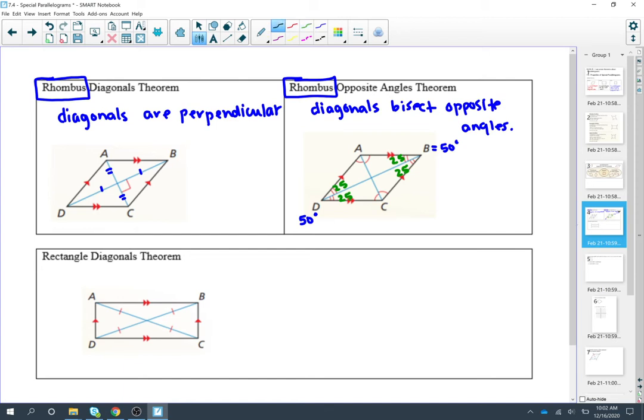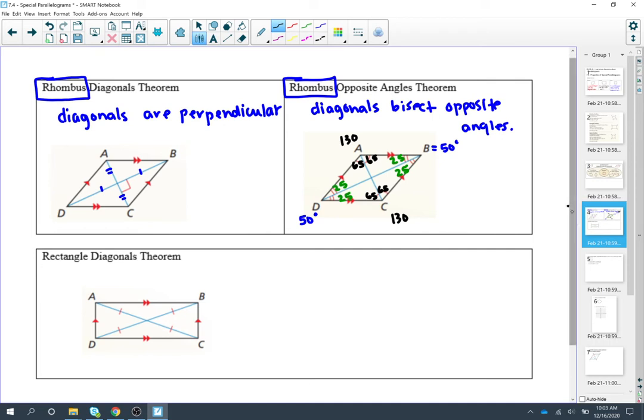Now, moving on just a little bit on this guy, do we remember that in a parallelogram, consecutive angles are supplementary? So if this is 50, what does this have to be? The answer there would be 130, which means then this has to be 130. And then if I have a diagonal that cuts through that, it cuts it in half. So if I take 130 and cut it in half, then I know this is 65, this is 65, this is 65, and this is 65. And that's by the rhombus opposite angles theorem.